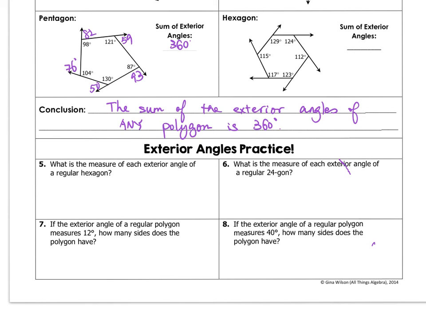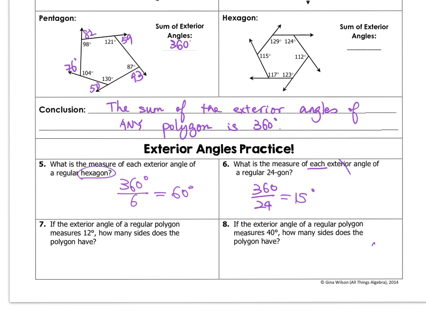So a couple of quick practices. What is the measure of each exterior angle of a regular hexagon? That's 6 sides, and I know that all the exterior angles of a hexagon add up to 360. I have 6 sides. It's a regular hexagon, right? So each exterior angle measures 60 degrees. And number 6, what's the measure of each exterior angle of a regular 24-gon? Same thing, 360 divided by 24.